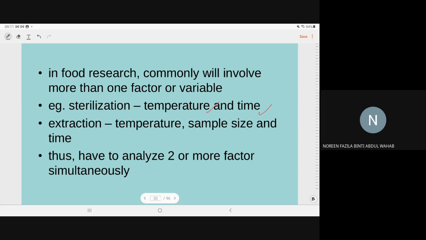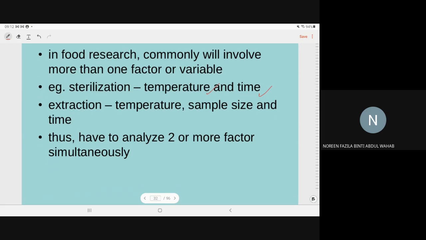So how do we go about conducting experiments with more than one factor involved, so that we can achieve the truth? That is by carrying it out scientifically.